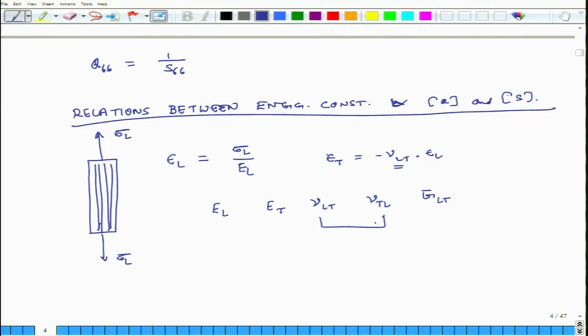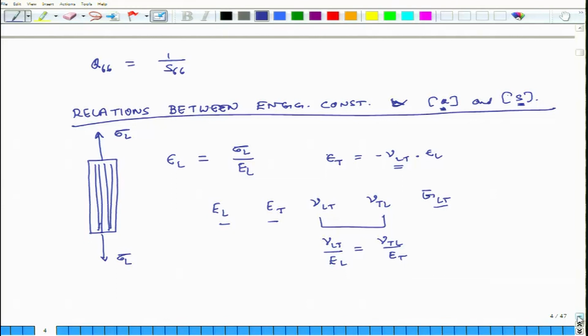Both of them are not independent of each other, because we have shown that nu LT divided by EL equals nu TL divided by ET. So, ultimately there are only 4 independent constants. So, the question we are trying to figure out is, what is the relationship between 4 independent constants in the Q matrix and these 4 engineering constants, and what is the relationship between 4 independent engineering constants in the S matrix, which is the compliance matrix, and these 4 engineering constants.